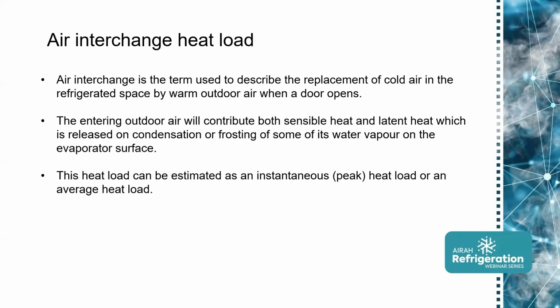Next one. Now, the fourth one being the air interchange heat load. Now, air interchange is a term used to describe the replacement of the cold air by the warm air from the outside when somebody opens the door. The entering outdoor air will contribute both sensible heat and latent heat. And the latent heat will be released on the evaporative surface in the form of condensate or ice forming on the evaporative surface. Now, this heat load can be considered as an instantaneous or peak load, or just as an average load. So the formulas for both. The next one shows you the formula. Marie, please. Next one.